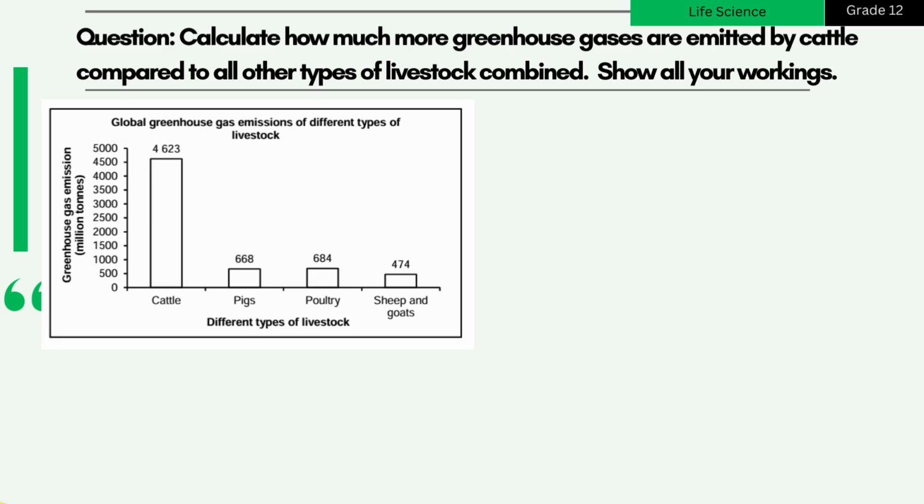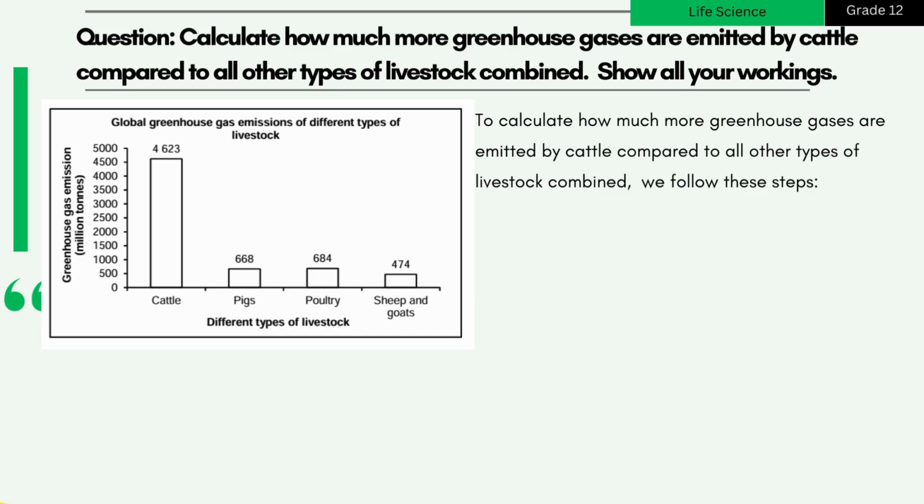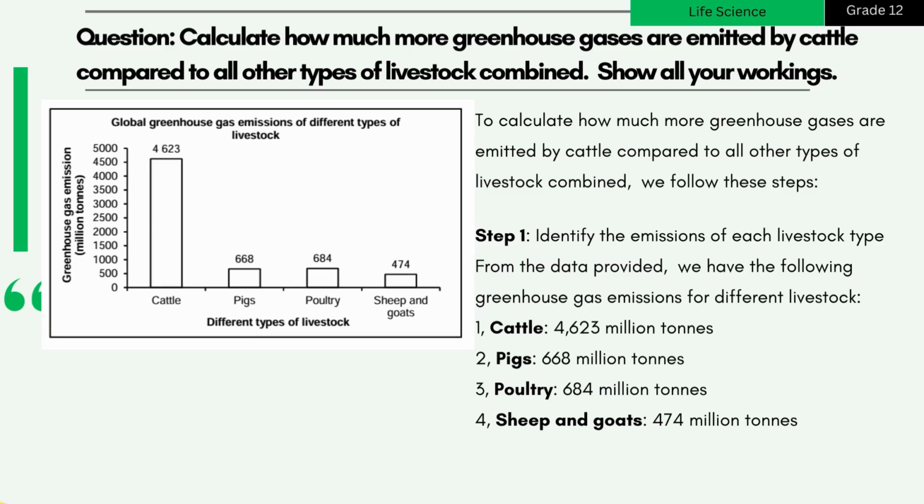Show all your workings. To calculate how much more greenhouse gases are emitted by cattle compared to all other types of livestock combined, we follow these steps. Step 1. Identify the emissions of each livestock type. From the data provided, we have the following greenhouse gas emissions for different livestock.